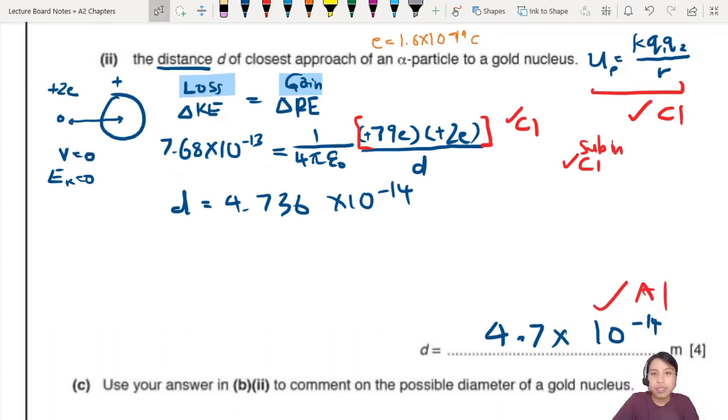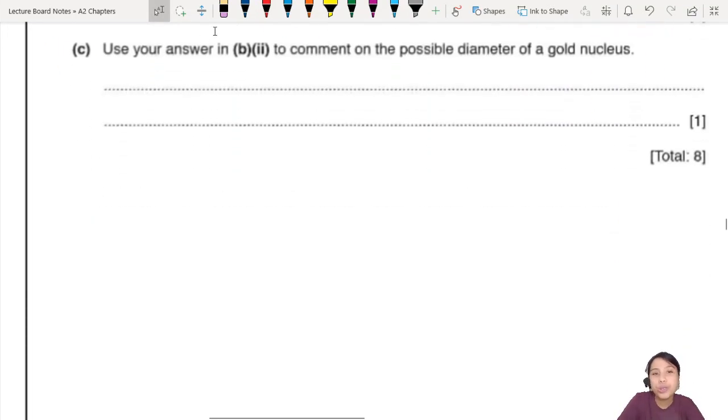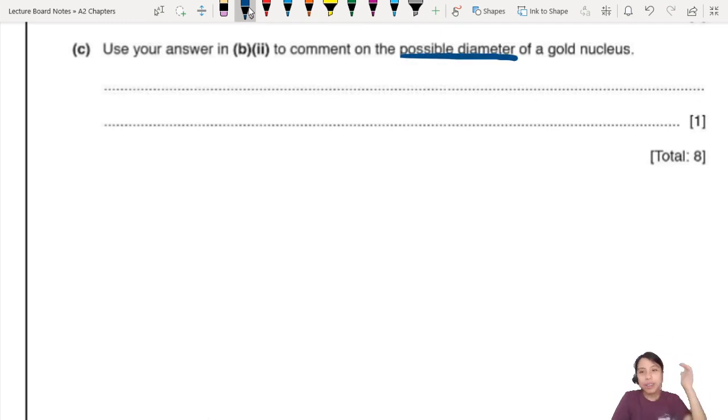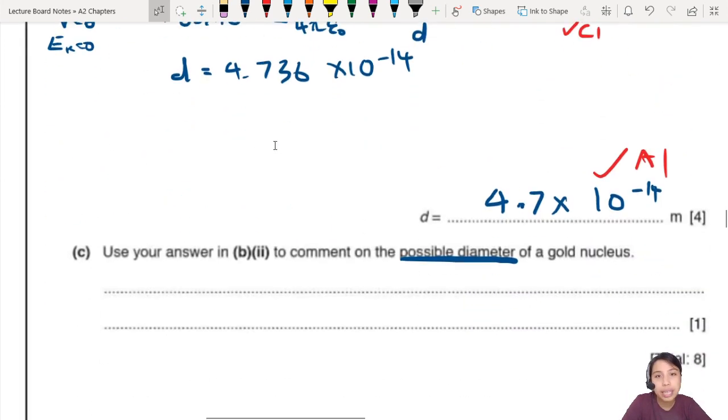Check yourself. The final part is an estimation question. So now they ask you to use your answer to comment on the possible diameter of a gold nucleus. Huh? What do you mean possible diameter of a gold nucleus? Okay, so let's slow down a bit. Just now we already said, what's the closest distance? The closest the alpha particle can go to a gold nucleus is this 4.7 times 10 negative 14.